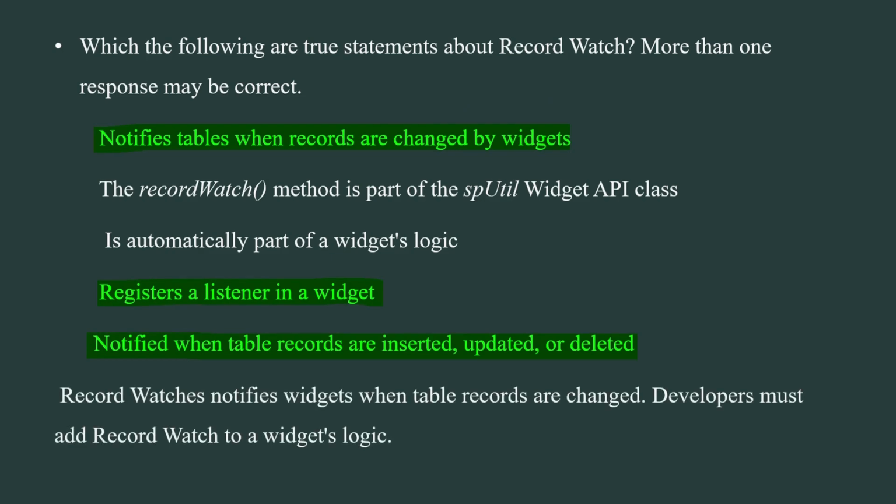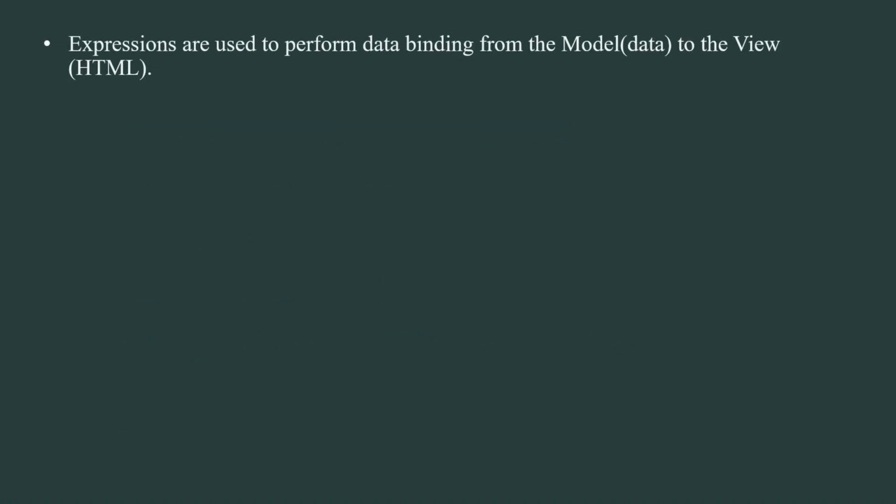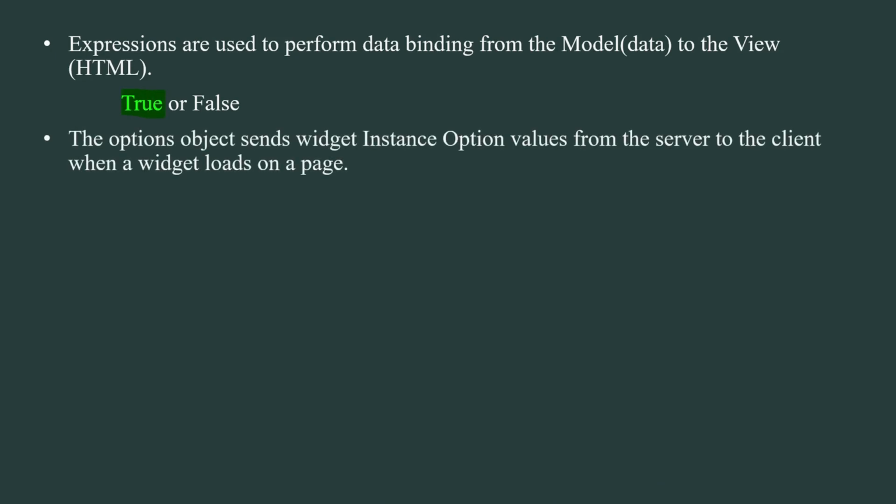Basically, record watch notifies widgets when table records are changed. Developers must add record watch to a widget's logic. Next comes, expressions are used to perform data binding from the model to the view. True or false? Answer is true.